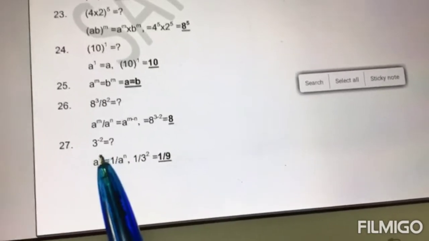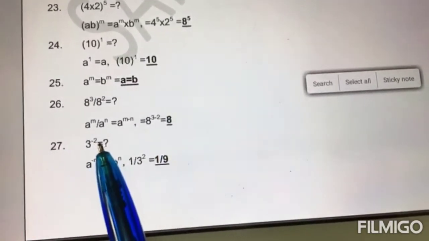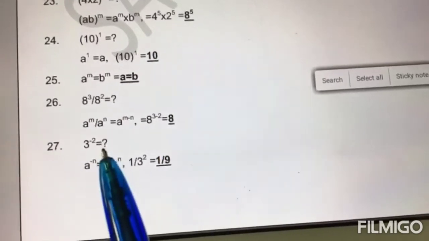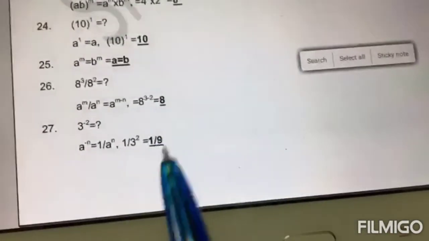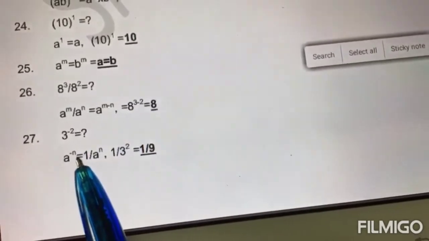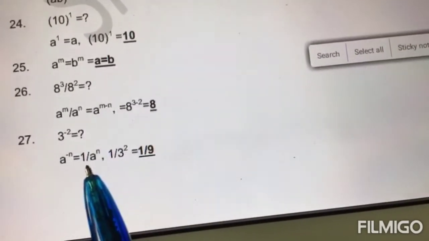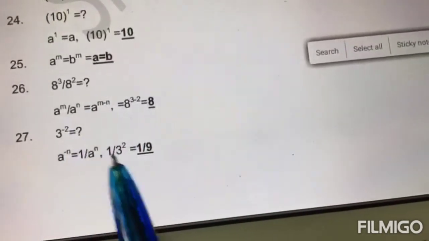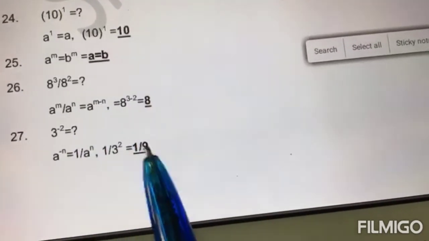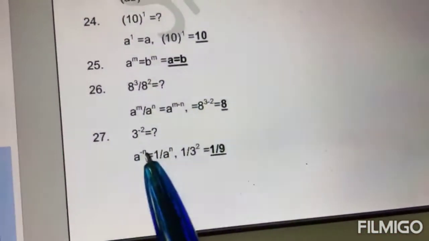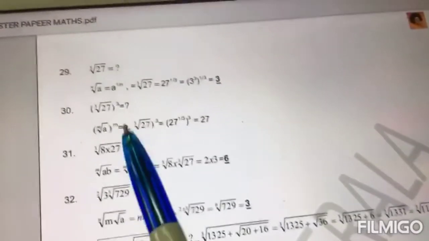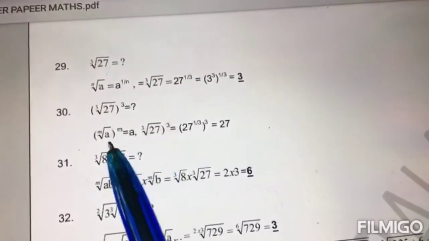Then number 27. Any number raised to a negative exponent means it is the reciprocal of that. For example, a raised to minus n is equal to 1 divided by a raised to n. Therefore, 3 raised to minus 2 is nothing but 1 divided by 3 square, which is 1 by 9. Always remember that. Negative exponent means reciprocal. Okay. Now let's do number 30. 29 is similar. We've discussed this before.